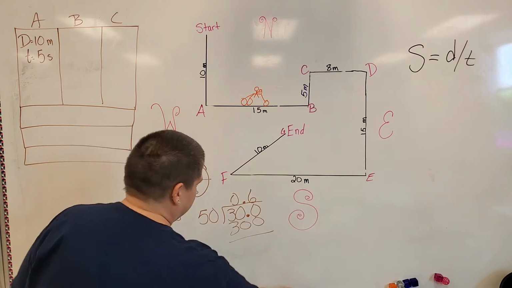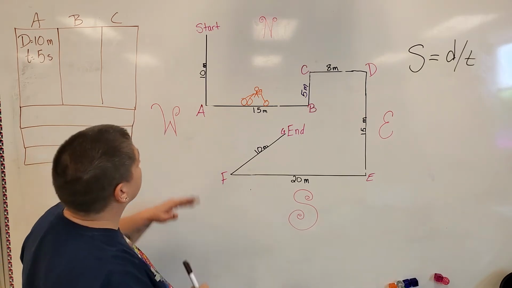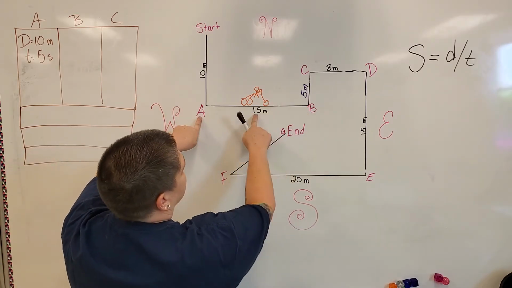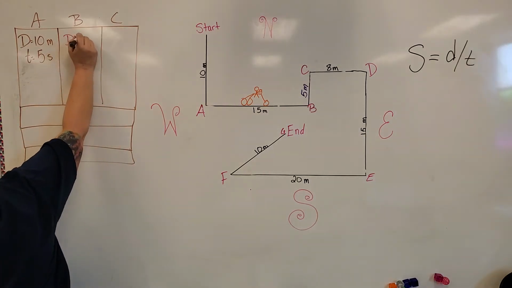All right, but let's go ahead back to our chart. So let's look at our second distance. Between point A and B, it's 15 meters. So my distance here would be 15 meters.